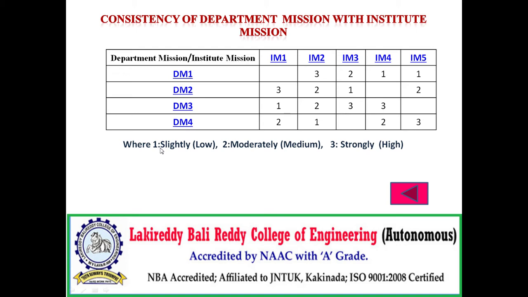See here, there is a mapping of department mission with the institute mission. For example, you can take this IM2, achieve academic excellence, nothing but providing quality of education. So this statement is strongly correlated. Similarly, you can go to IM5, to establish the partnership between institute and industry. So the department is also making interaction with industry. So this is strongly correlated. So the consistency levels will show strongly correlated, moderately, and slightly correlated.